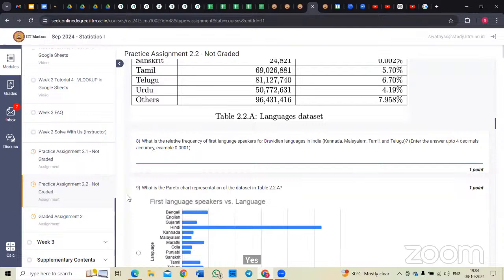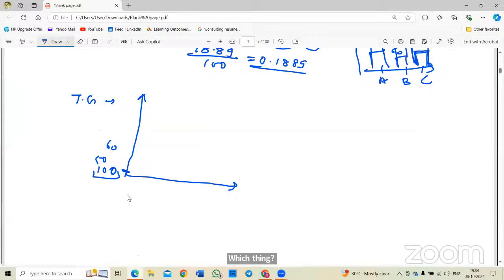Ma'am, could you explain the same on the previous one? Truncated graph. It's nothing, just if the graph's baseline is not starting with 0, then it's a truncated graph. It's starting with any numbers like 100, 50, 60, 10 or something. Okay. Thank you, ma'am.